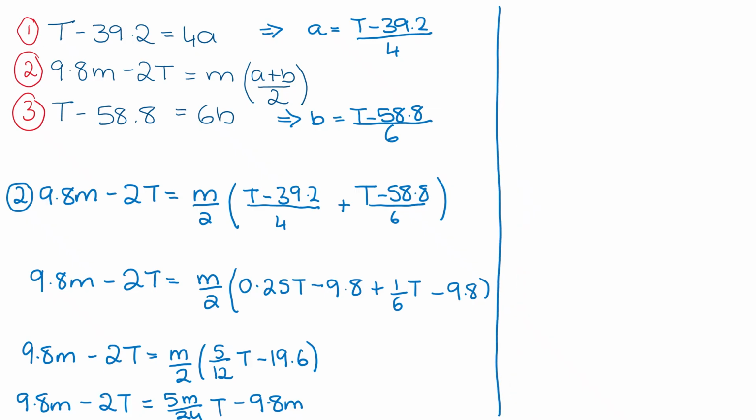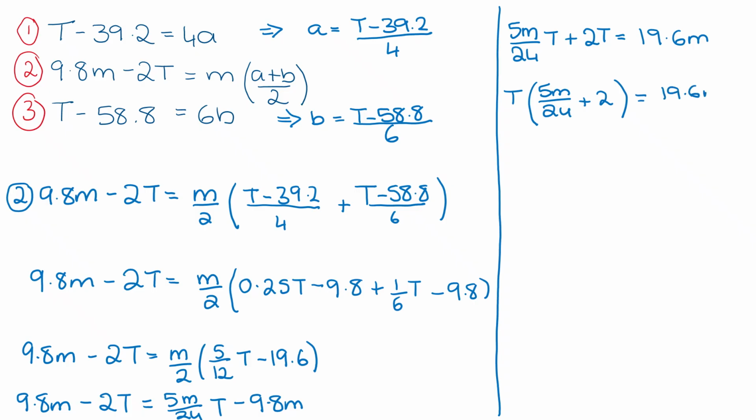And what I'm going to do is try and isolate my T's. So I'm going to get my T's to one side. So that's 5m over 24 T plus 2T, bringing those to the right. And then I have 9.8m plus 9.8m, which is 19.6m. I'm going to pull out my T, leaving it 5m over 24 plus 2. And that equals 19.6m. Before I divide that across, I am going to make this into a single fraction.